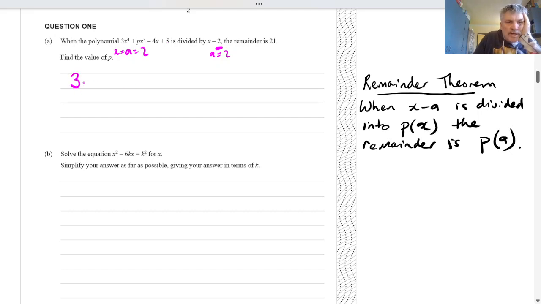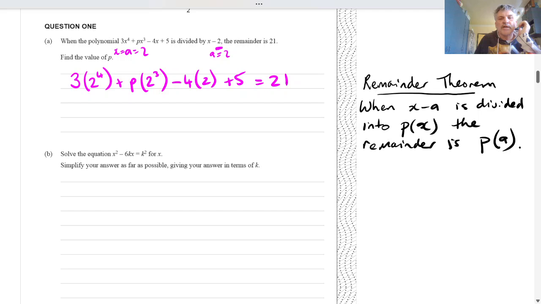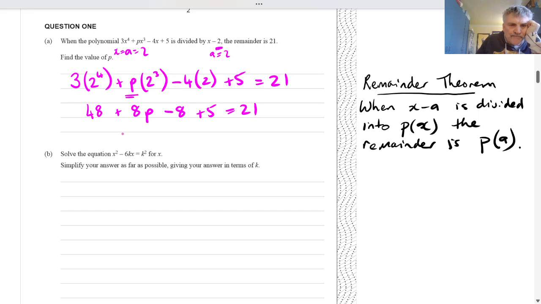So we go 3 times 2 to the power of 4 plus p times 2 to the power of 3 minus 4 times 2 plus 5, and we're told that that remainder is 21, and this gives us an equation which will allow us to figure out what p is. 2 to the power of 4 is 16, 3 times 16 is 48, plus 8p minus 8 plus 5 equals 21.